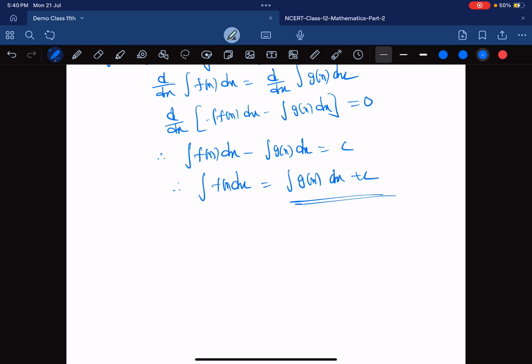So from this we can say that the integration of f of x dx is equal to the integration of g of x dx.